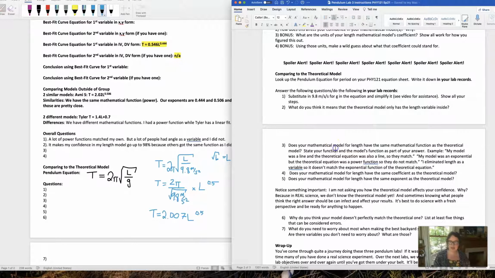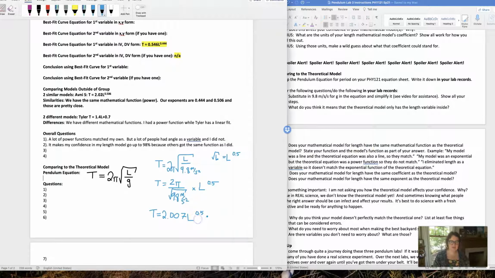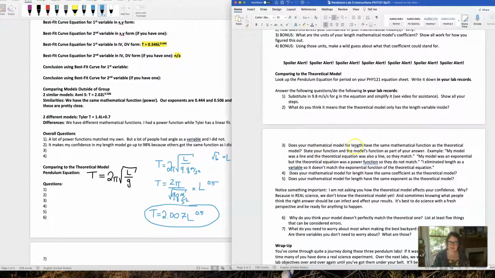Then, does your model have the same function as the theoretical model? What function is this? It's a power function. So is your model a power function? You just answer: my model is a power function, the official model is a power function, they match. Or maybe my model was linear, this one's a power function, they do not match. So it's a very easy question. Go ahead and pause and answer that question, number 3 and number 2.